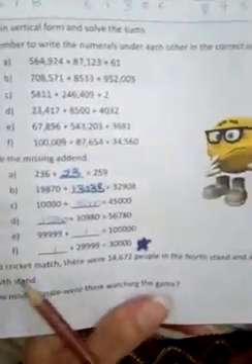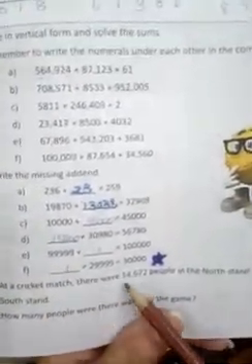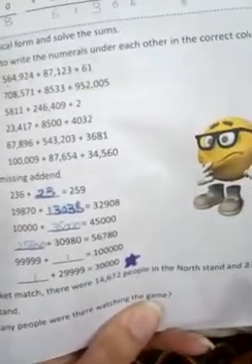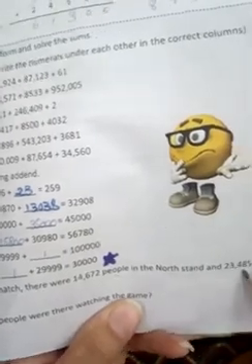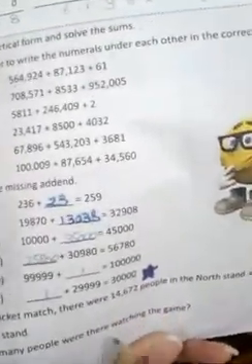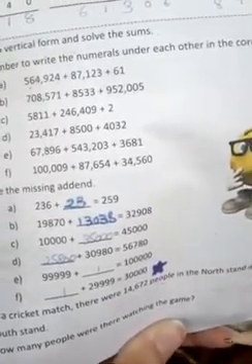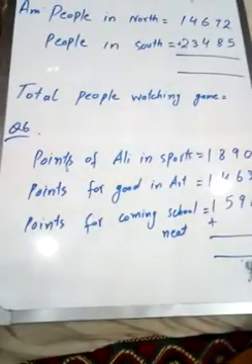It says: at a cricket match there were 14,672 people in the north stand and 23,485 in the south stand. How many people were there watching the game? So for this question, how do you have to write the data on the loose sheet? Here I am going to explain to you on the whiteboard.